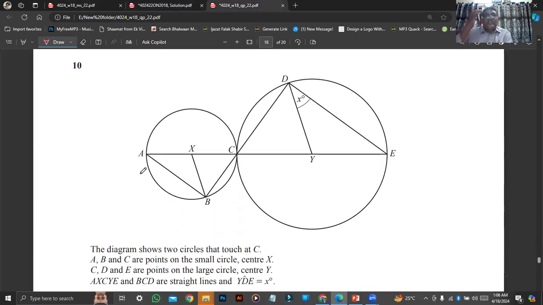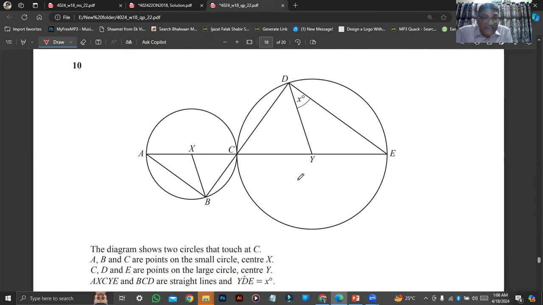Okay, so my dear students, we are on question number 10. He says here we have two circles. One is a small circle, the other one is a big circle. The diagram shows two circles that touch at C. A, B and C are points on the small circle. Center X, this is the center of this small circle. C, D, and E are points on the large circle.